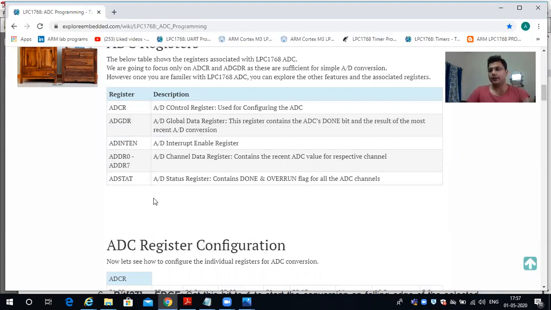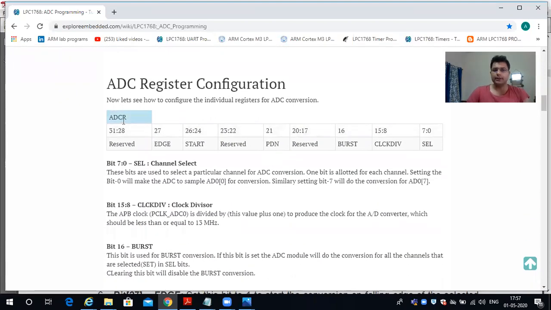First is for configuring and controlling the ADC module, that is ADCR. It is used for configuring the ADC. Obviously, when we are talking about the register, in total 32 bits are there. Out of those 32 bits, the initial 8 bits we will use to select the channel. In total, 8 channels exist.